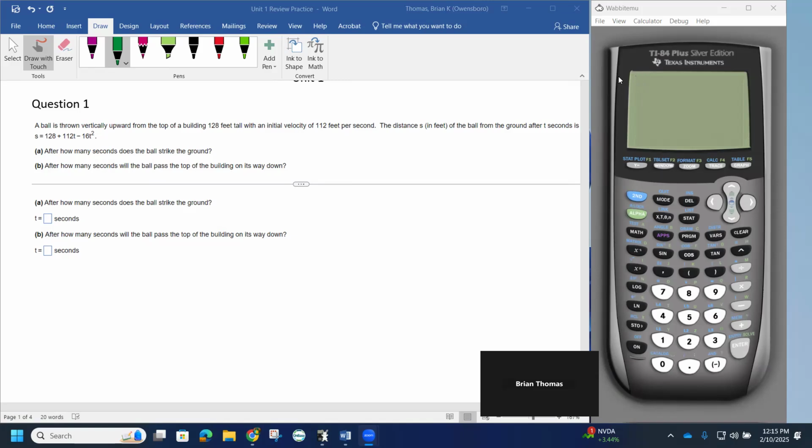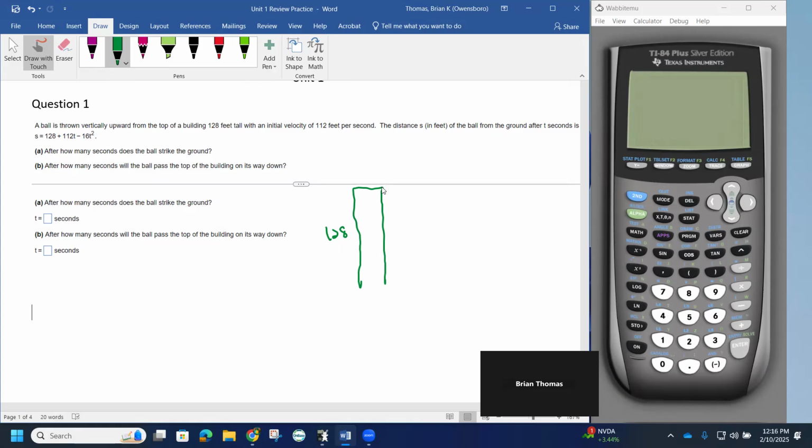So in this problem, they gave us the equation that we want to use, but to make sure we understand this equation, it's not a bad idea just to draw the picture. So we have a building. So that's my building. And there's a ball that's going to be thrown vertically from the top of the building. But notice that the building is actually 128 feet tall. So the ball to start with is 128 feet off the ground and it's thrown vertically.